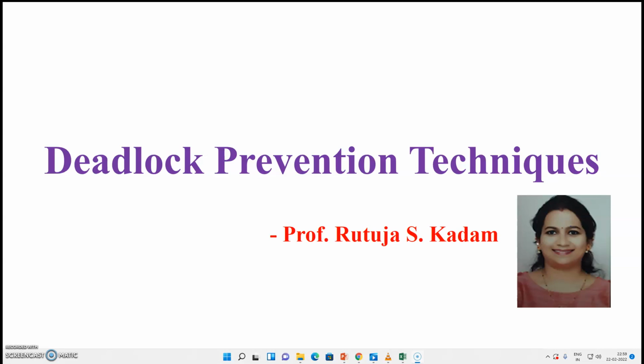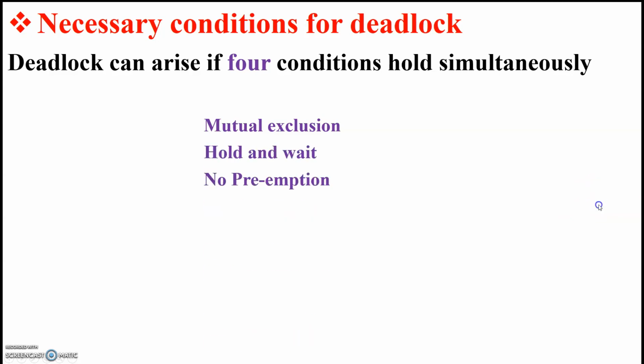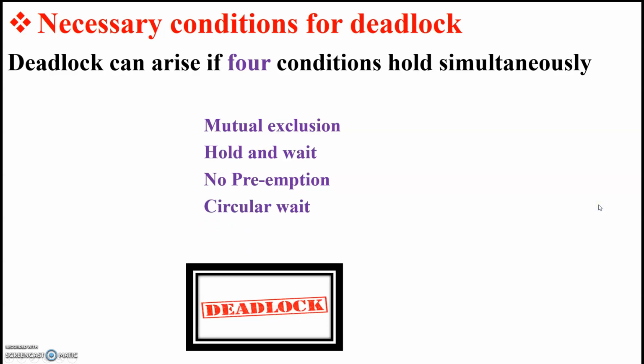Today we will be learning deadlock prevention techniques in distributed systems. So let us start. For a deadlock to occur in a system, there are four necessary conditions that need to take place, and all four conditions should be held simultaneously. First one is mutual exclusion, hold and wait, no preemption, and the last one is circular wait. When all the four conditions are held simultaneously in the system, then the system is in a deadlock state.